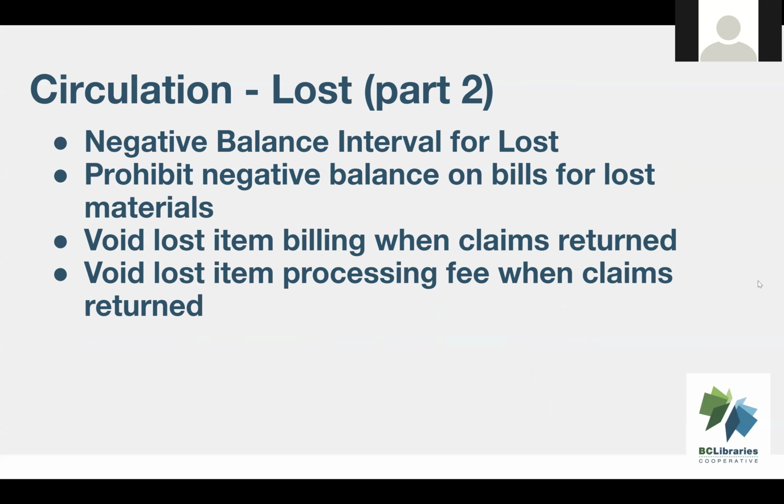And then there's a few more lost settings. So you also have the negative balance interval for lost and the prohibit negative balance on bills for lost materials. So these two come into play if a patron pays for a lost item and then finds and returns it. So you have the option to say, okay, if somebody has paid for the item, but they then find it within 6 months of it going to lost, then we will refund it. But if it's more than 6 months, we won't refund it.